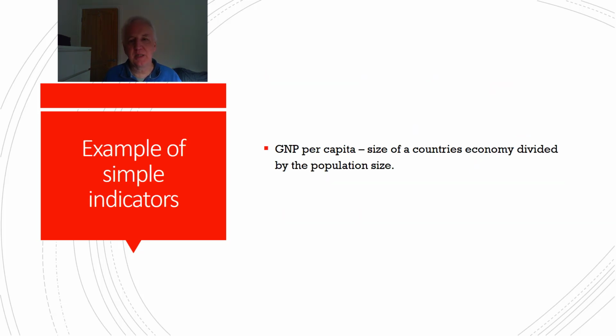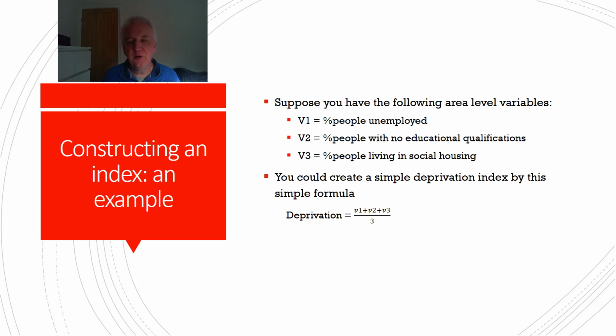An example of a simple indicator would be GNP per capita, where you simply divide the size of a country's economy by its population. An index is best demonstrated through examples. Supposing we have a data set with these three variables: percentage of people unemployed, percentage of people with no educational qualifications, and percentage of people living in social housing. You could create a simple deprivation index by this formula. Deprivation is the sum of the three variables divided by 3, and then you have a measure of deprivation.